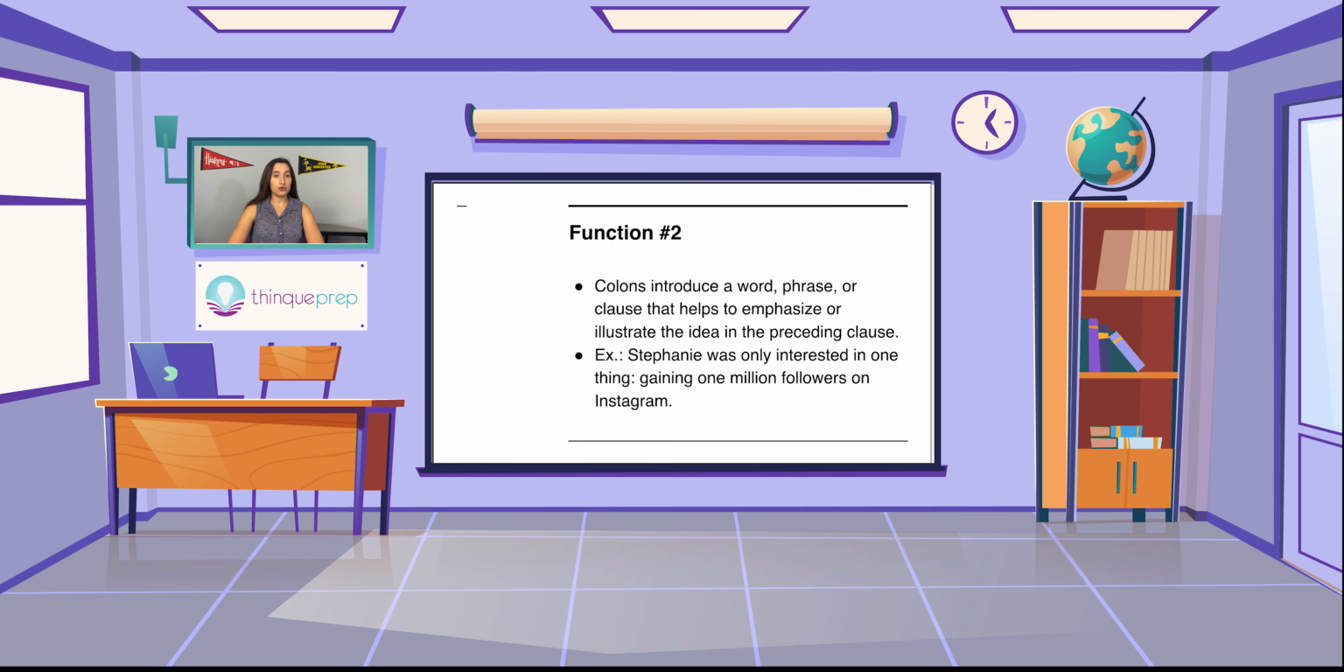We know that colons are used to introduce lists, but they're also used to introduce all kinds of things. Colons can introduce a word, phrase, or clause that helps to emphasize or illustrate the idea in a preceding sentence. Not sure what that means? Let's look at this example. Stephanie was only interested in one thing: gaining 1 million followers on Instagram. Here, the first clause before the colon is a complete sentence, just like it's supposed to be. After the colon, we have a clause that explains what one thing Stephanie was interested in.